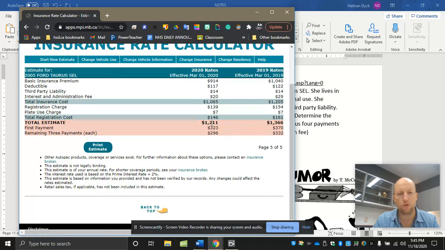And we're looking just at the total amount here. So you can see how much it costs for some of these things. To have that $200 deductible, it's going to cost you $117. The basic premium is $914. You have third-party liability, which will be $14. Insurance, etc., or interest, registration, plate use, all that kind of stuff. Perfect. Total, $1,211 this time.